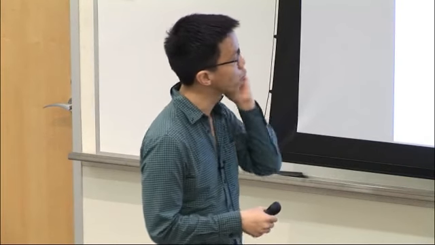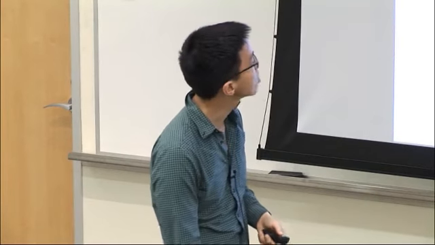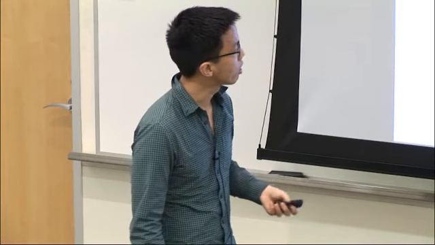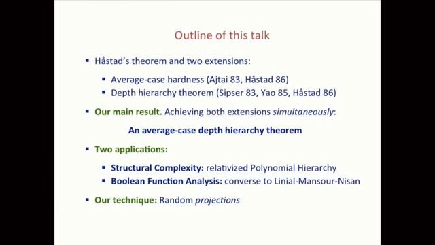As the title suggests, we prove an average case depth hierarchy theorem, which again, I'll try to explain what that means. After telling you about our main result, I'll give two applications in two fairly different areas. One is in structural complexity, showing that the polynomial hierarchy is infinite relative to a random oracle. I'll explain what that means.